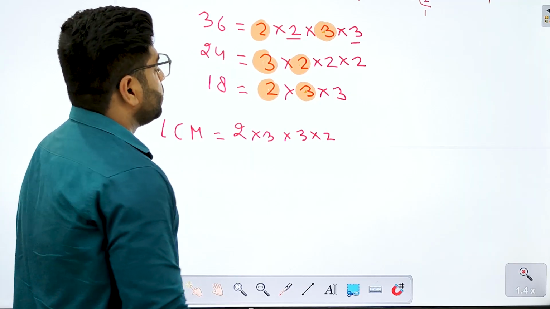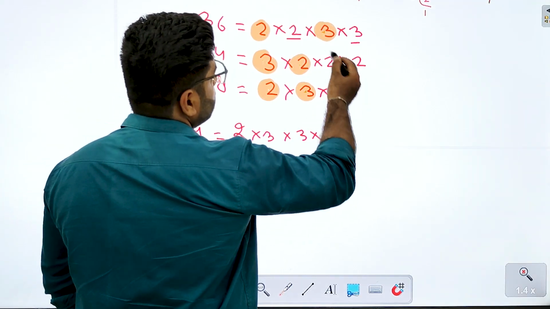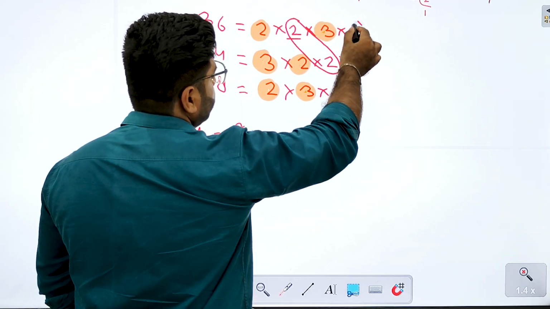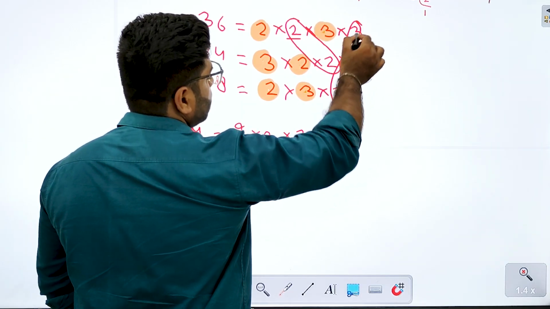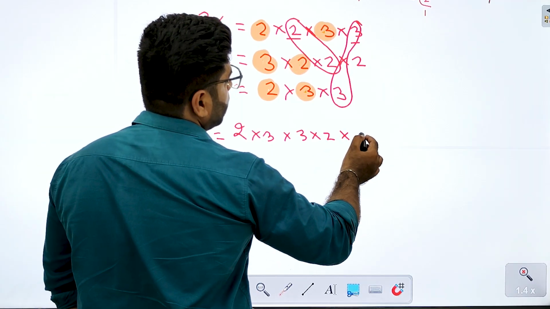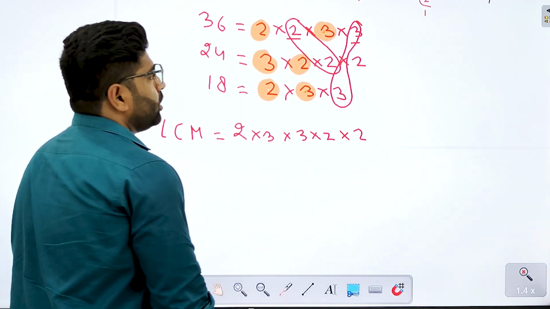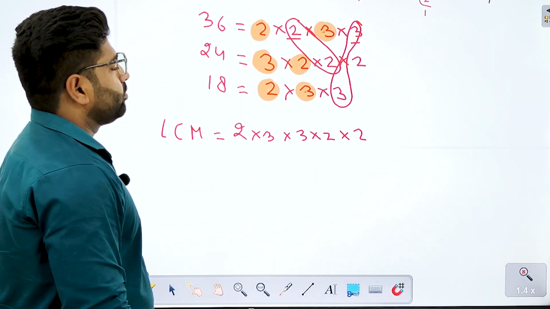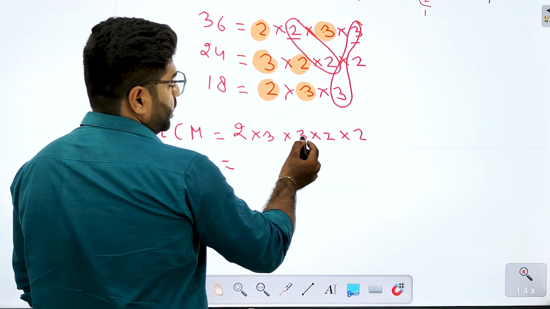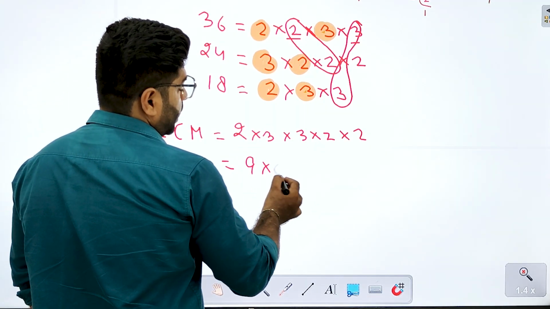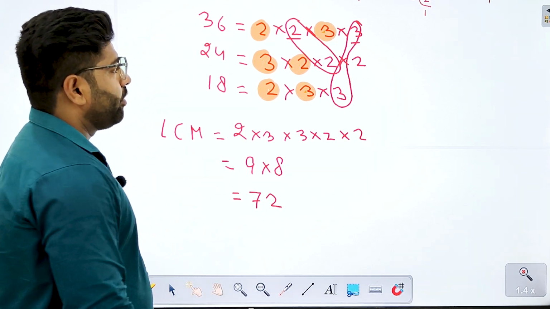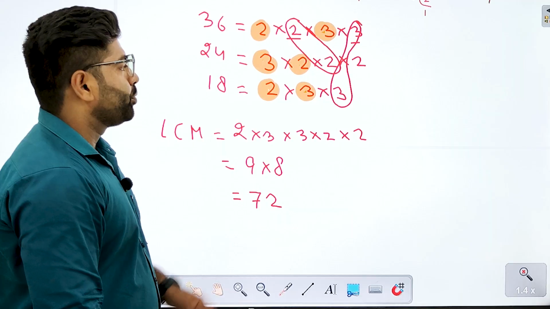Okay, then we are having this 2 here and this 3 here. And last we are having 2. So we are having LCM as 3, 3 is 9 and 8, and this will become 72. So here we are having the LCM is 72.